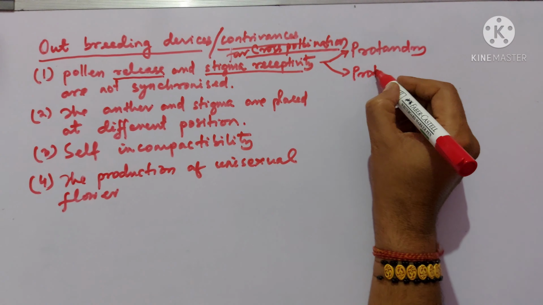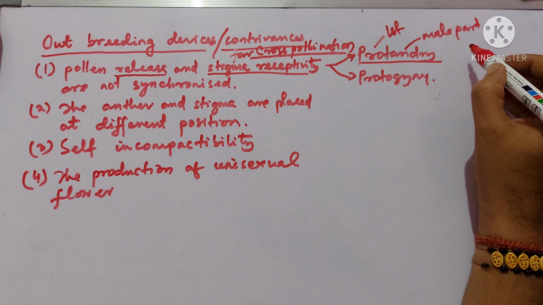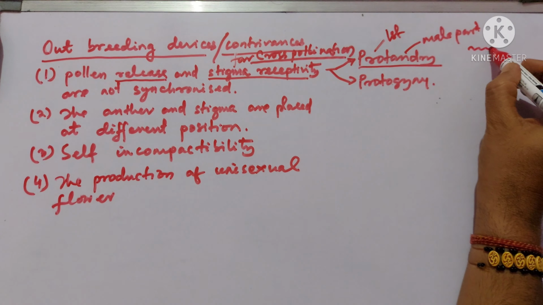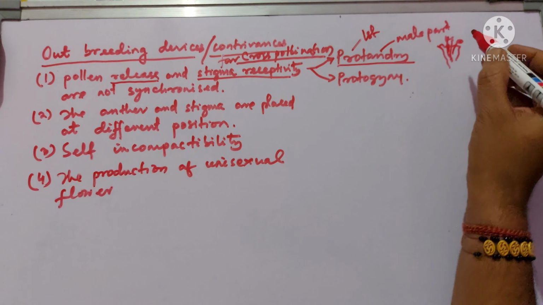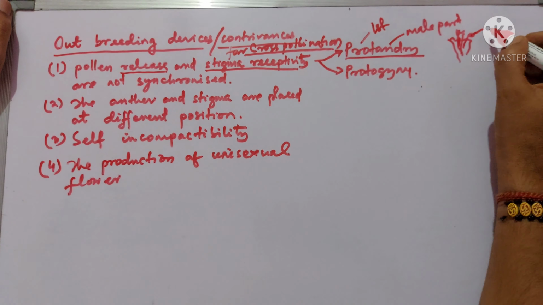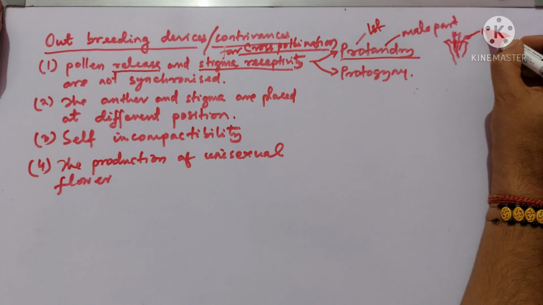So what do you mean by protandry? Proto means first. Andros means male part. So in this situation, what happens in a flower, particularly in a bisexual flower, the stamen is matured. At that time, the stigma is not ready to accept the pollen. So this is called protandry condition.